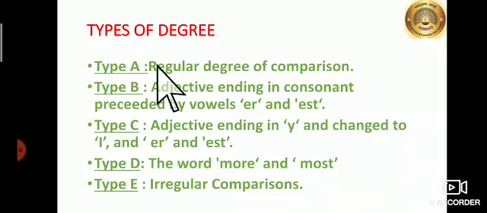Now in this lesson we are going to learn types of degree. There are type A, type B, type C, type D and type E. In this lecture we are going to learn only type A and type B. And type C, D and E you will learn in the next class, part 2. Type A is a regular degree of comparison. And type B is adjective ending in consonants preceded by vowels, with ER and EST.